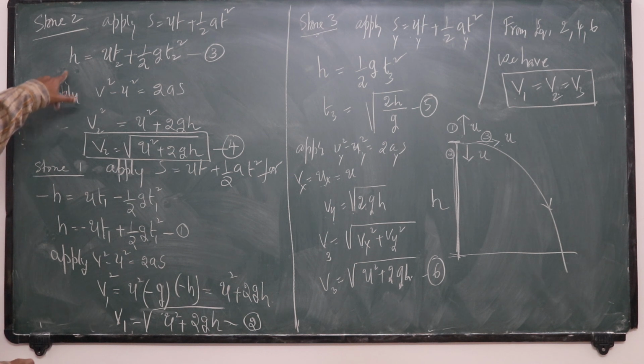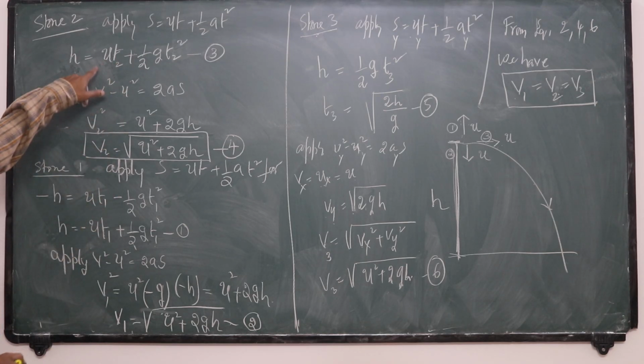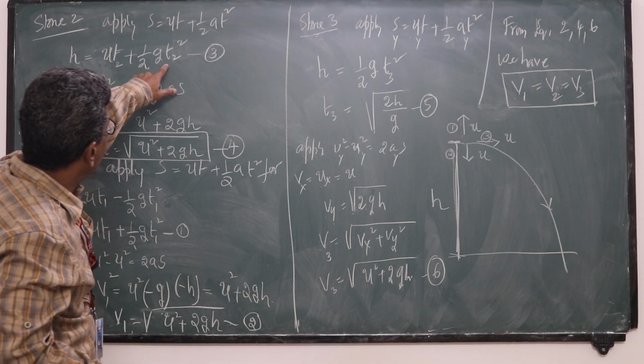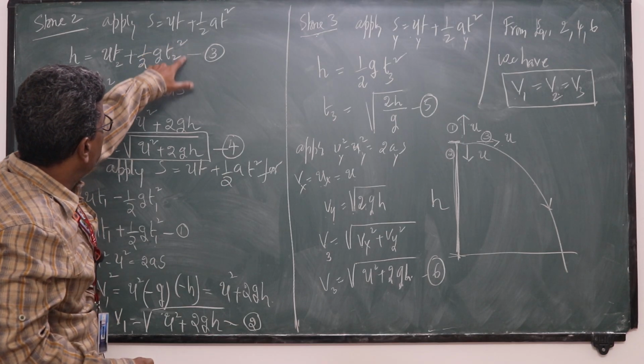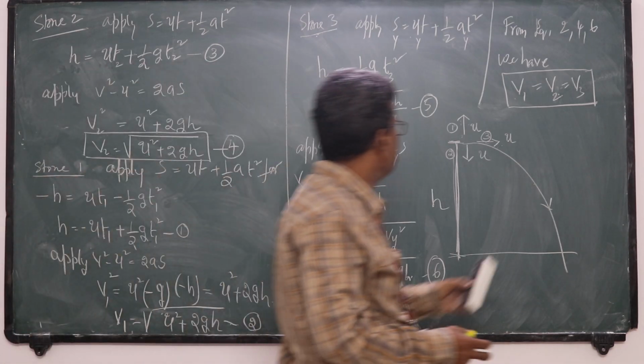For the second stone, h I multiplied with t1: h t1, u t2 t1. If you add these two, they get cancelled. So half g t2 square into t1. Let us see what we will get, because I want to correlate between these two.